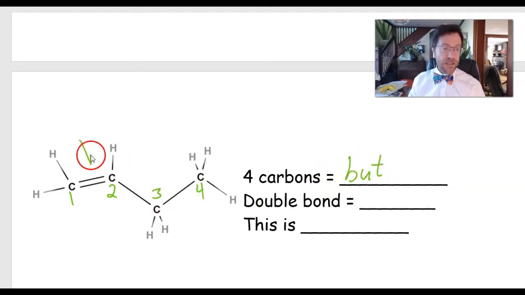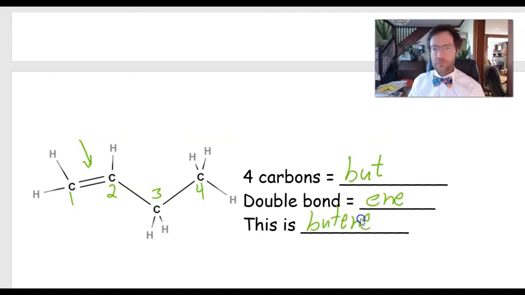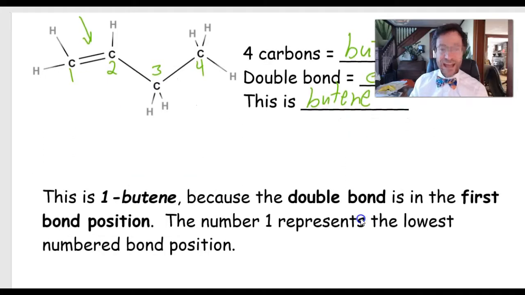Right here is my double bond. That's going to end in -ene. Butene. Beauty. Oh, one other thing. You see there, this guy, this is 1-butene, right? Just to be specific, because we actually have to be that specific.